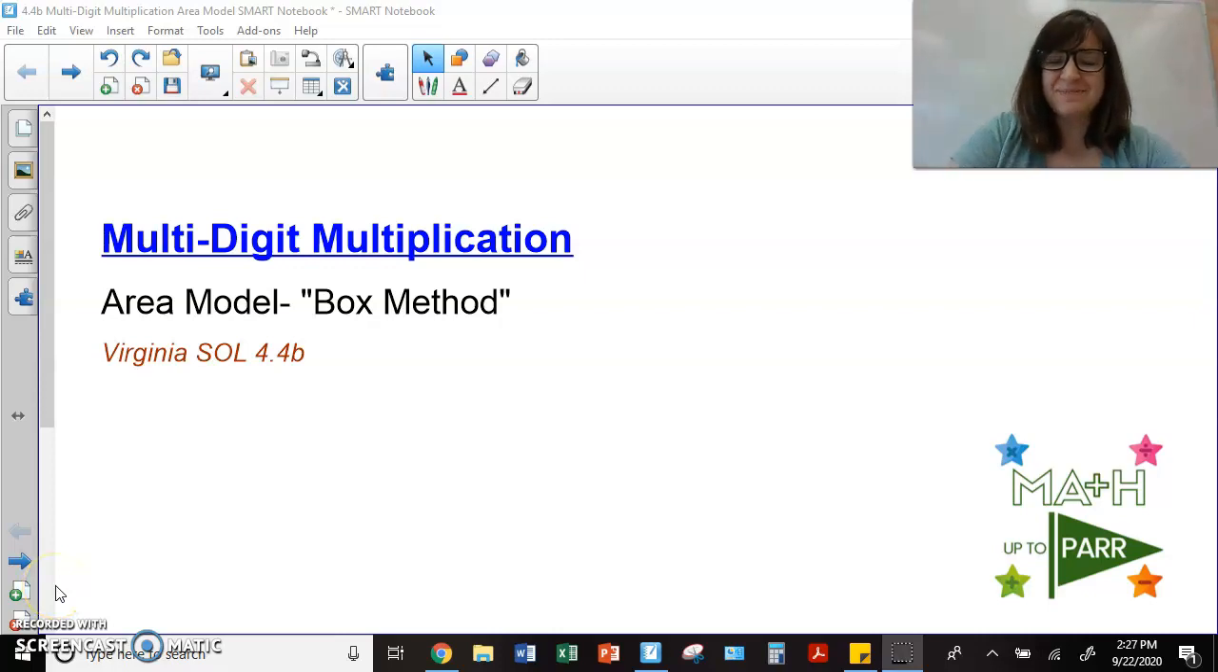Hi everyone, this is Mrs. Parr, and on this episode of Math Up to Par, we are going to be talking about a strategy to use to solve multi-digit multiplication. This method is called the area model or the box method. Okay, and this is just a different way to solve a multiplication problem.